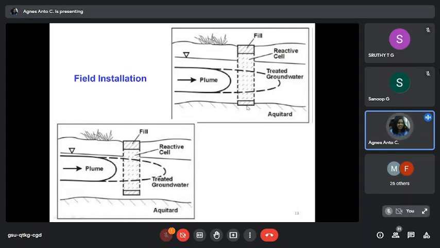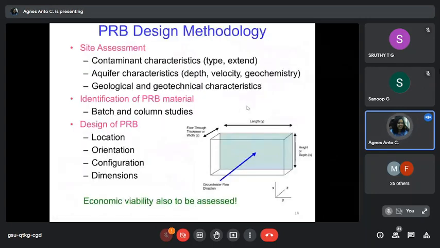Now next is the design methodology that is to be adopted for a permeable reactive barrier.